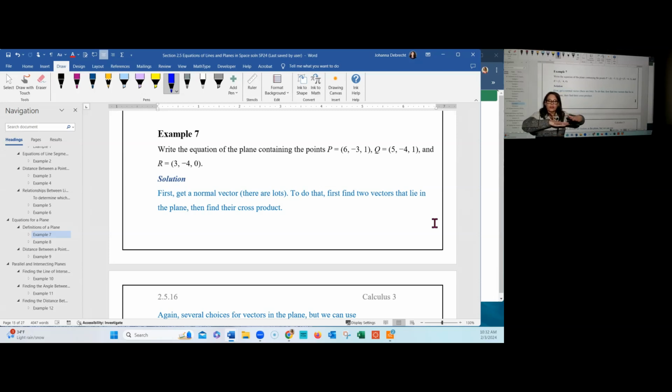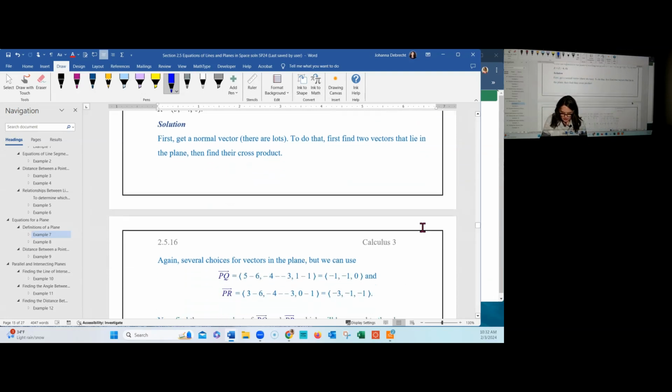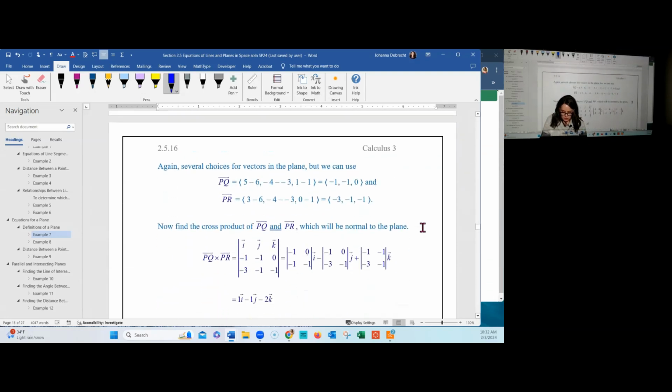If I have 2 vectors that are in the plane, to get an orthogonal vector, I take their cross product, and that will give me a normal vector. So in this case, there are lots of choices, but what I chose to do was PQ and PR. So I took the coordinates of P and subtracted them from the coordinates of Q to get a vector in the direction of P to Q. And then I computed PR in the same fashion.